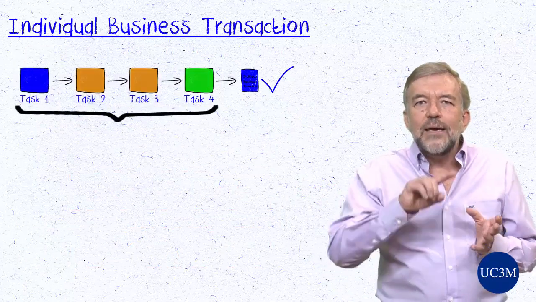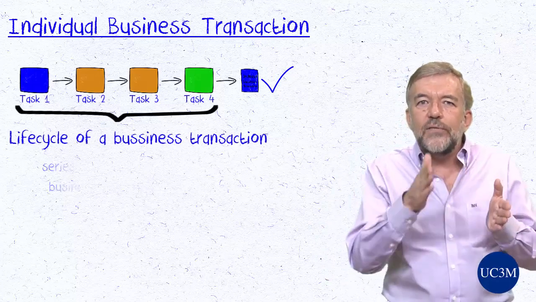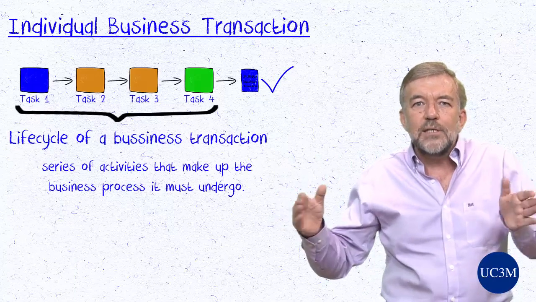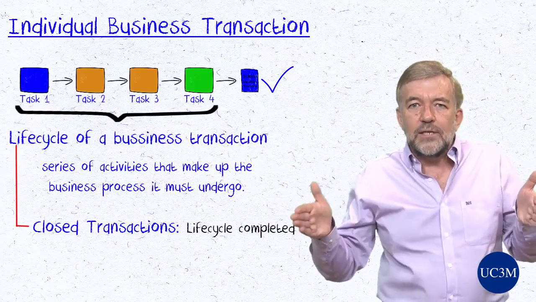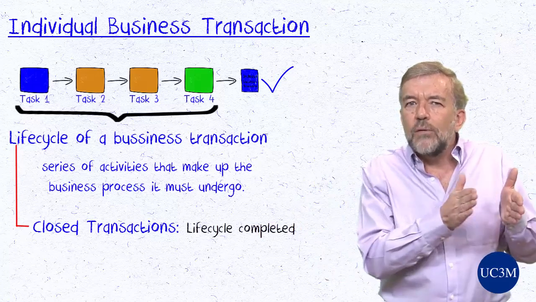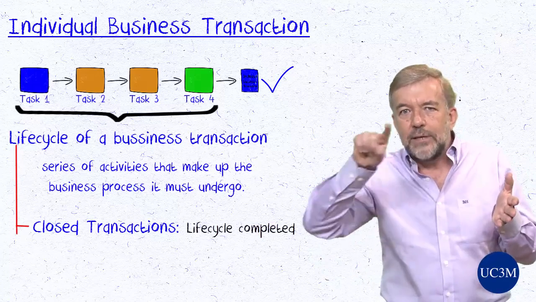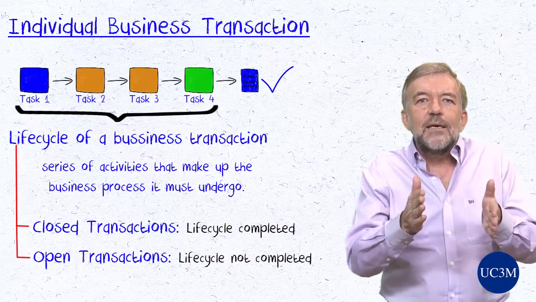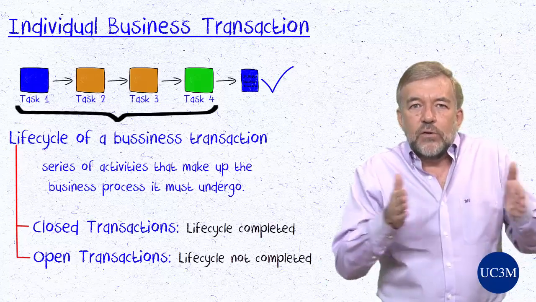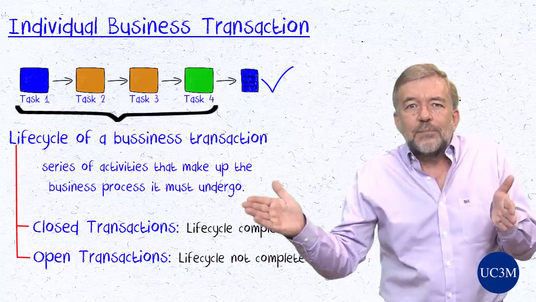The life cycle of the business transaction, therefore, would correspond to the series of activities that make up the business process it must undergo. We will differentiate closed transactions, in which all required tasks have been completed and the transaction's life cycle is completed, from open transactions, such as a customer order in an order fulfillment process that has been received and approved but not yet shipped.